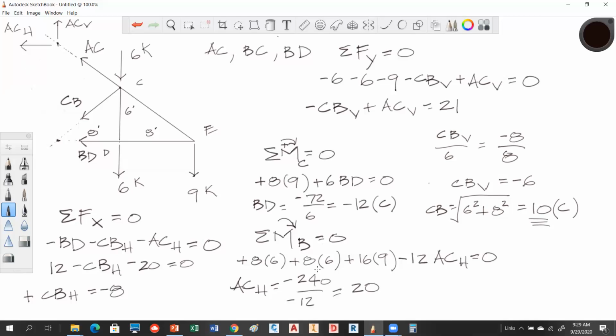We need a vertical component, don't we? We have a horizontal component. We could use the same method here. We could use a proportion, or we could actually solve it up through here because we know CB vert. So we could solve AC vert using that method, either one. Do you guys have a preference on how we do it?